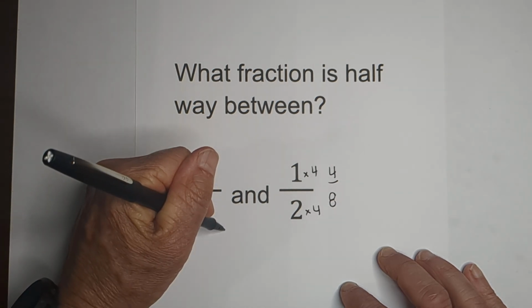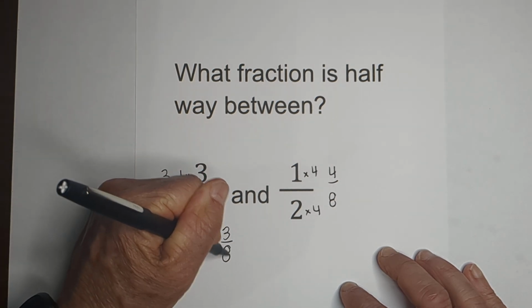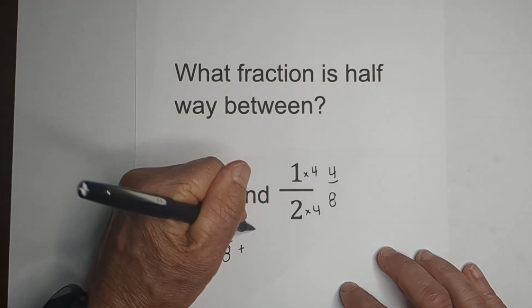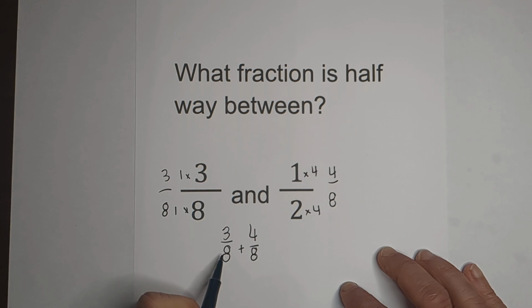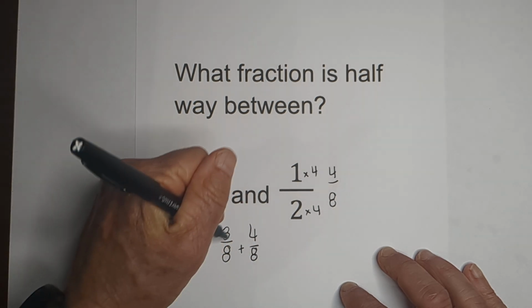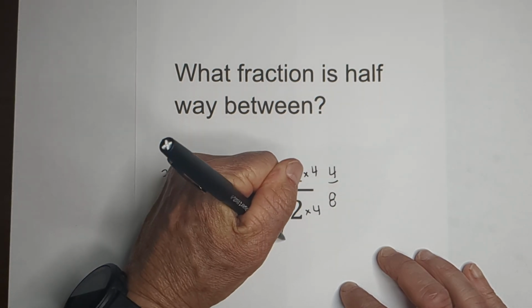So now let's add these together. Okay, so we have 3/8 plus 4/8. Now since we have a common denominator, just add straight across. So that gives us 7/8.